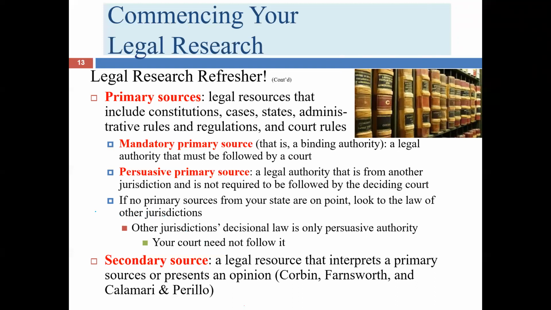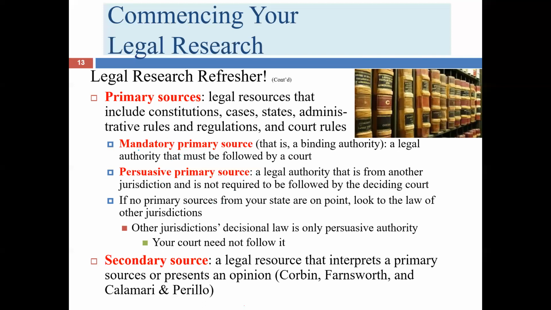An example of a persuasive source could be an Oklahoma Supreme Court decision. Obviously, we're not in the state of Oklahoma, and so the judge wouldn't have to follow that decision. But let's say there's no controlling authority in Texas, and the judge felt that the Oklahoma Supreme Court issued a very well-reasoned decision. He or she agrees with that decision and is persuaded by its wisdom. That's when he's going to apply the persuasive authority. So this authority only controls to the extent that it persuades.